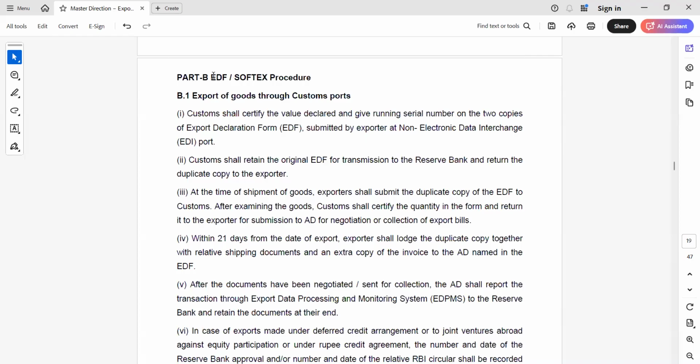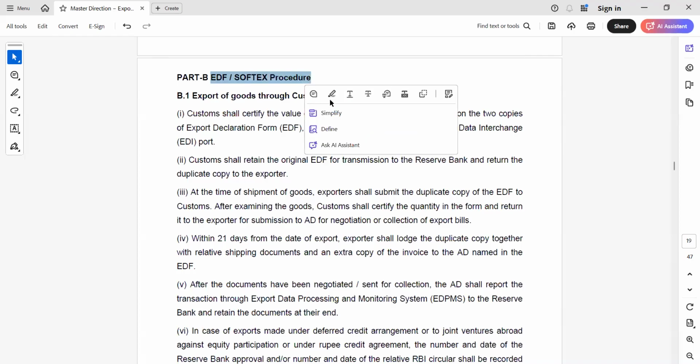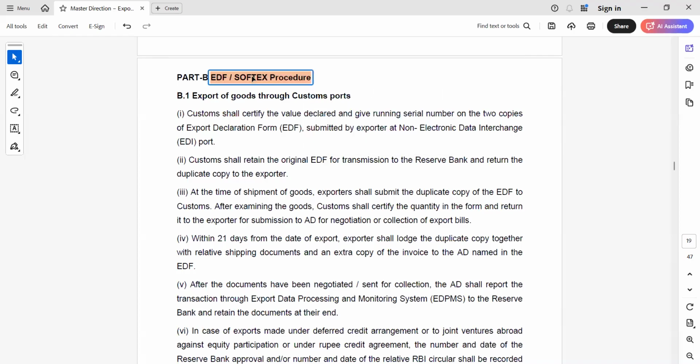So part B is EDF for SOFTEX procedure. SOFTEX is for software exports. As you know, India is the biggest software exporter. So there is a provision that for software also you have to generate a form. It is not a shipping bill, it is SOFTEX. That is called SOFTEX. Okay, so export of goods through customs ports.